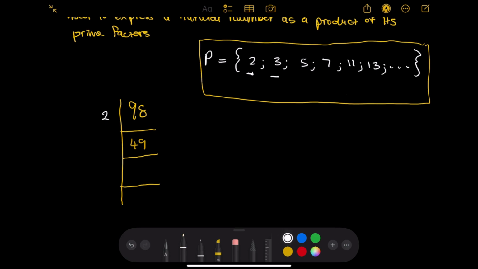And what is that? It's 5. Then I need to ask myself, is 49 divisible by 5? Yes, it is, but does it leave a remainder? Yes, it does. Therefore, I cannot use 5. It's not a prime factor of 49. Then I go to my next number, which is 7. And I know that, yes, 49 is divisible by 7 without leaving a remainder. And what's the answer of 49 divided by 7? It is 7.